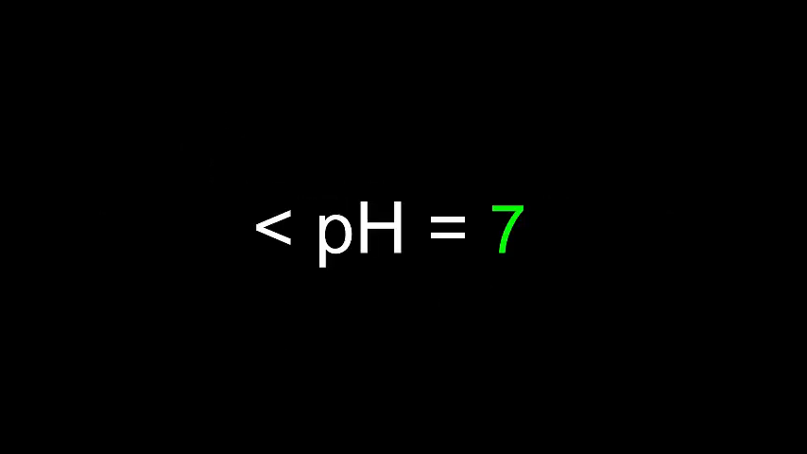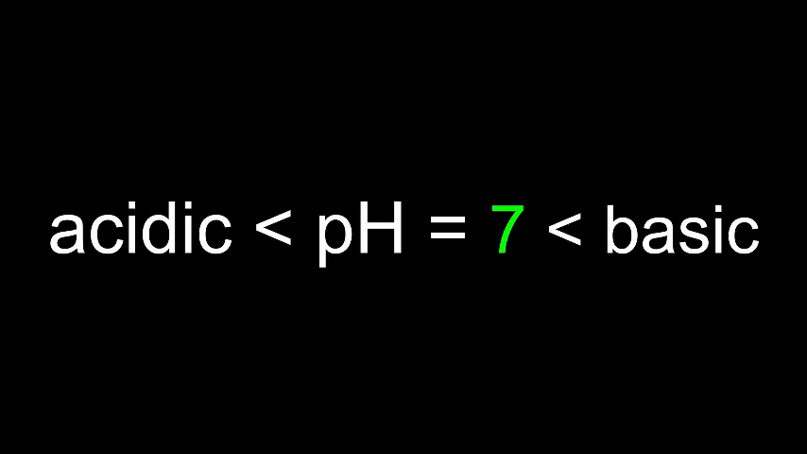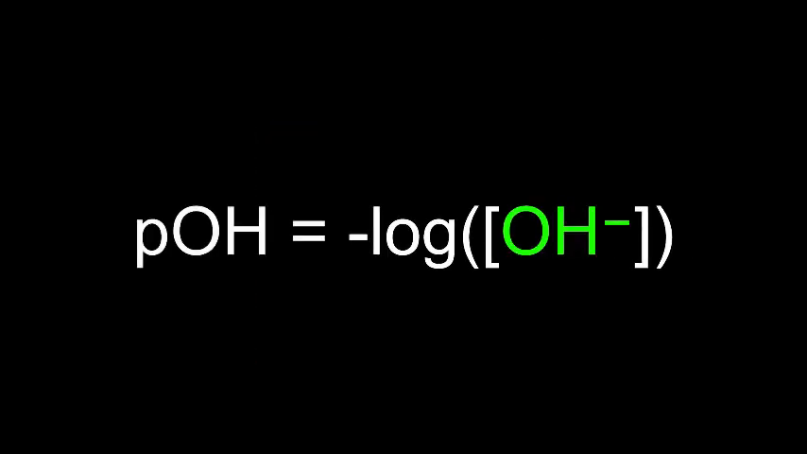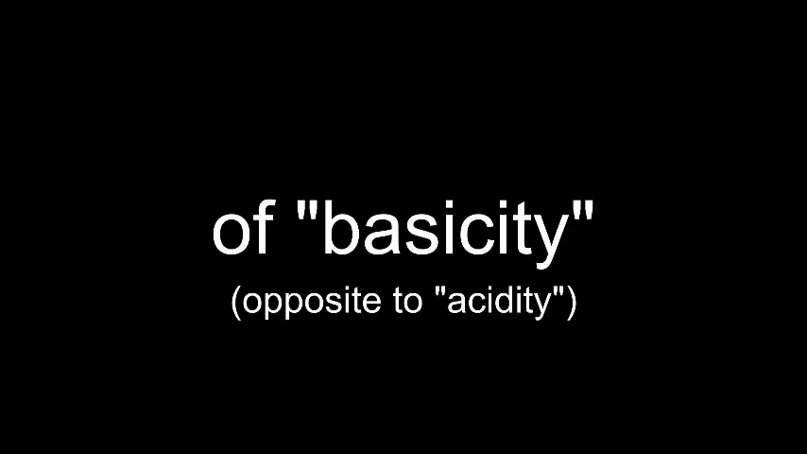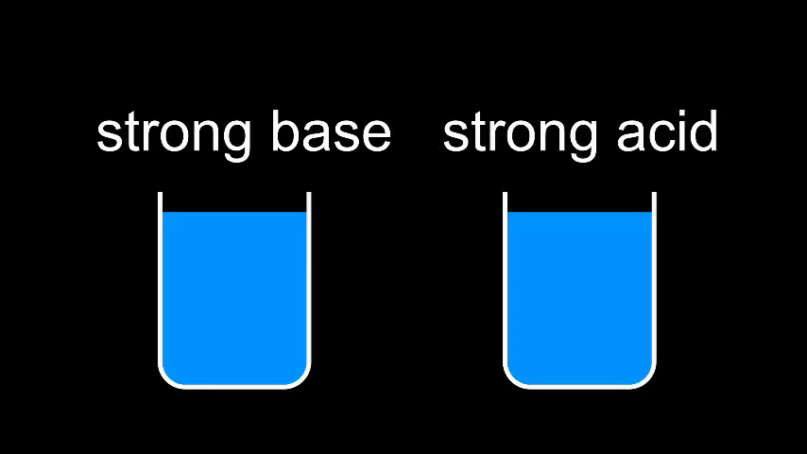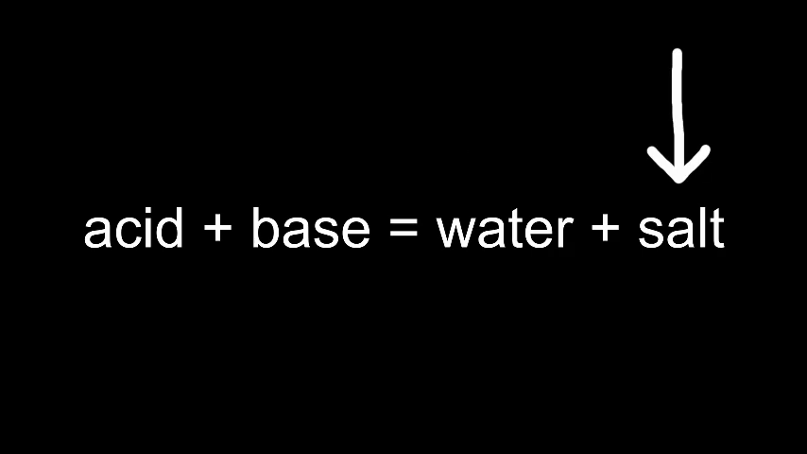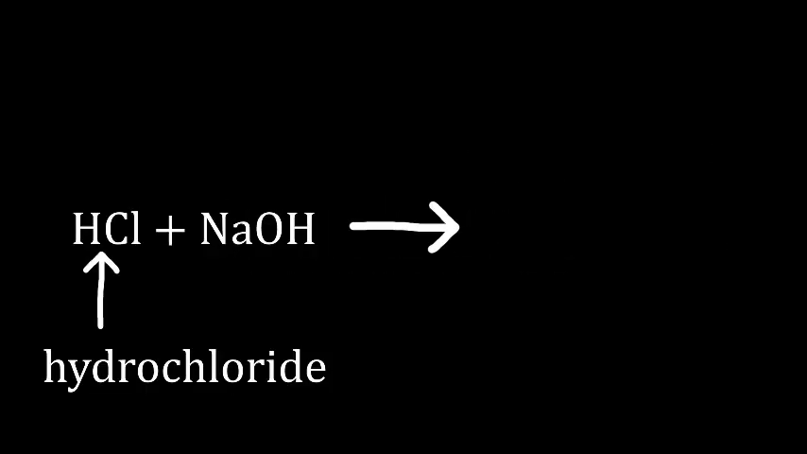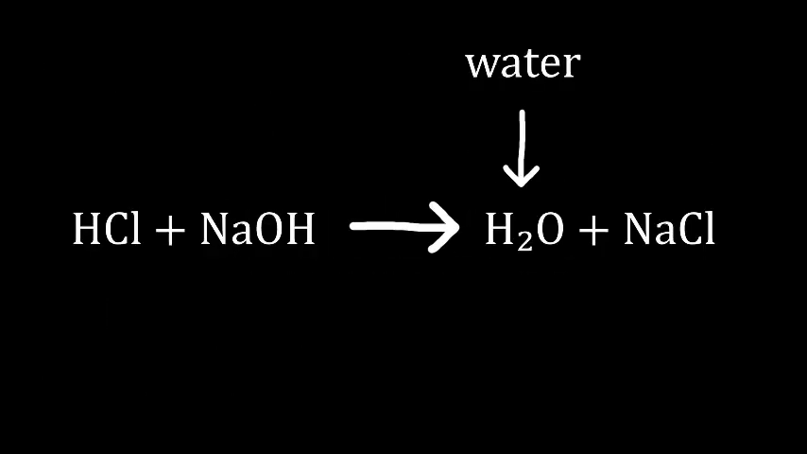Anything lower than 7 is acidic, and anything above is basic, unlike you. You can do the same thing with hydroxide ions and you will get the pOH, which keeps track of basicity. Fun fact, the pH and pOH will always add up to 14 because they counteract each other, so by knowing one, you know both. Now, if you have a strong base and a strong acid and you pour them together, no, they will not explode, they will neutralize by forming water along with the salt, which is neutral. For example, hydrochloric acid and sodium hydroxide will form water and table salt.